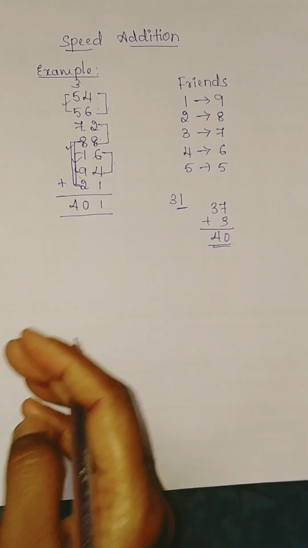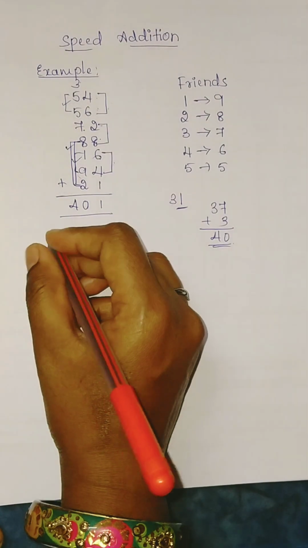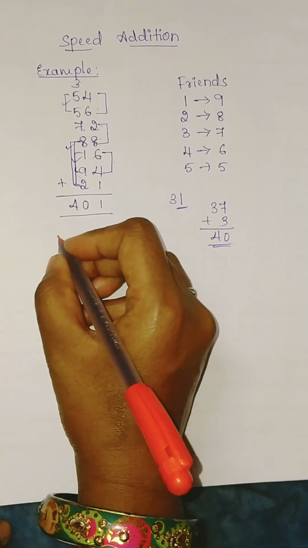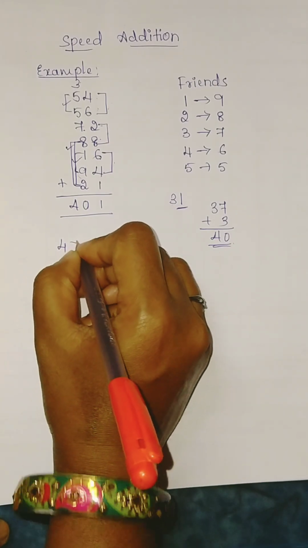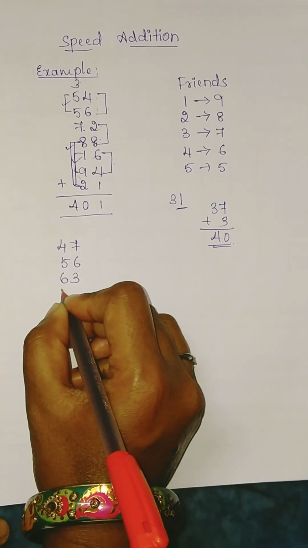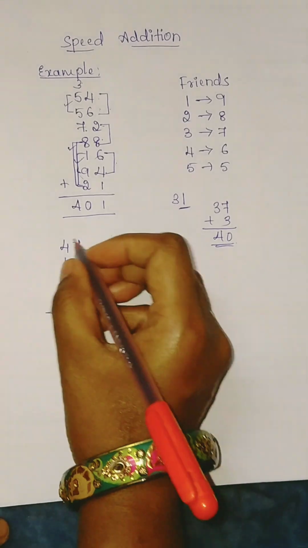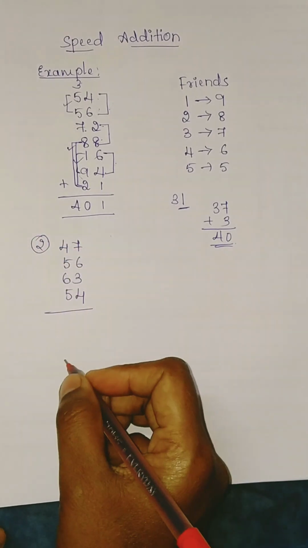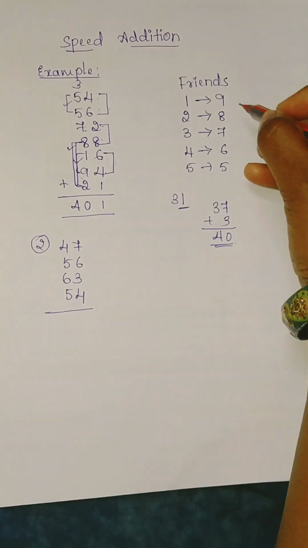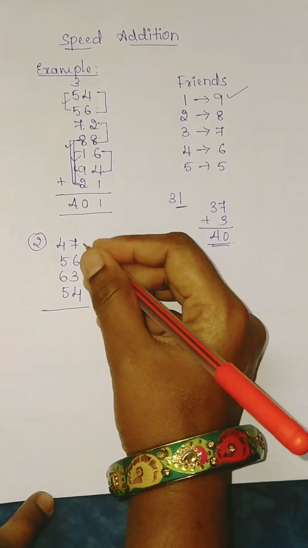Okay. So we will do another problem now. The example you have is like this: 47, 56, 63 and 54. Problem number 2. How to do speed calculation? If you know the friends, you can solve the problem easily.